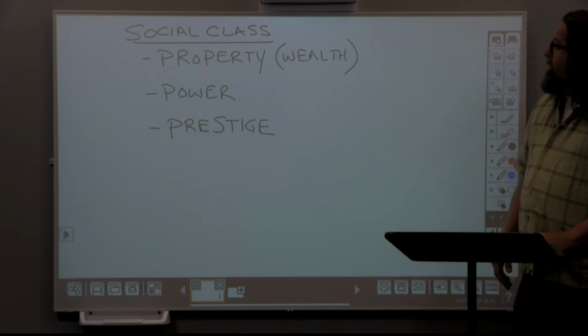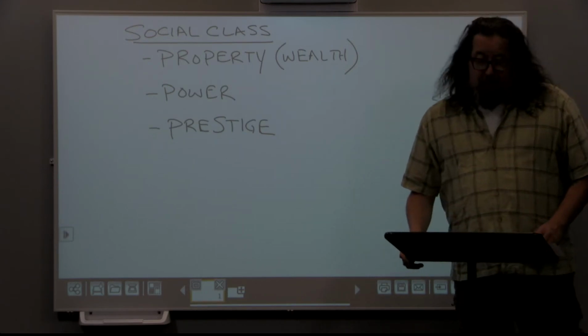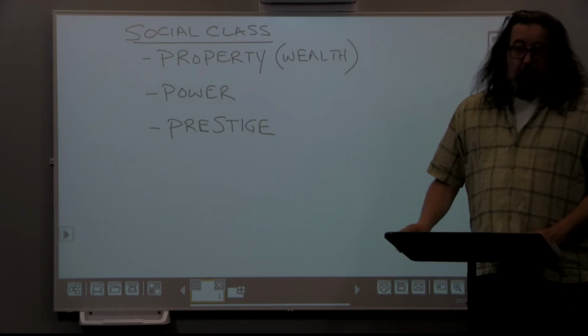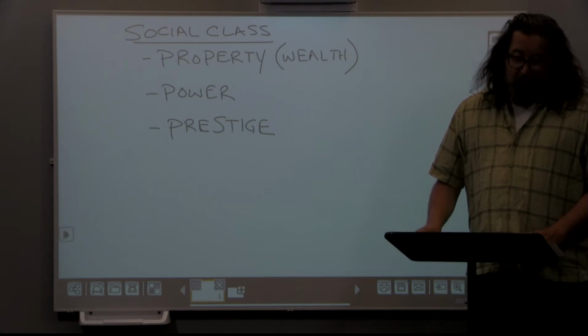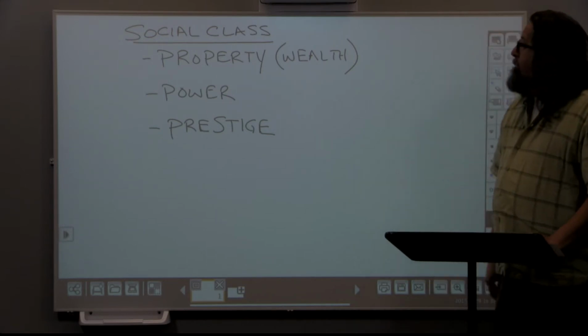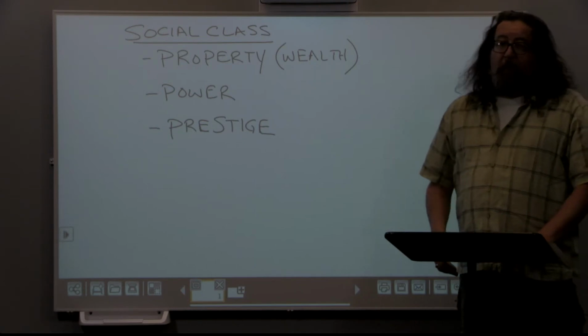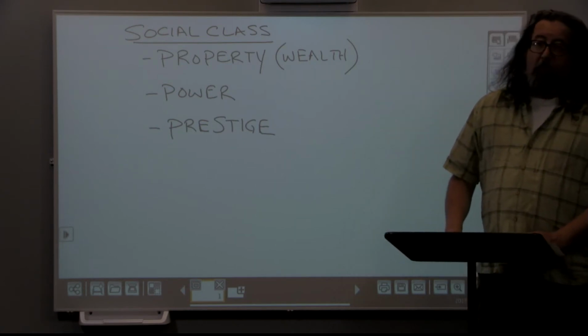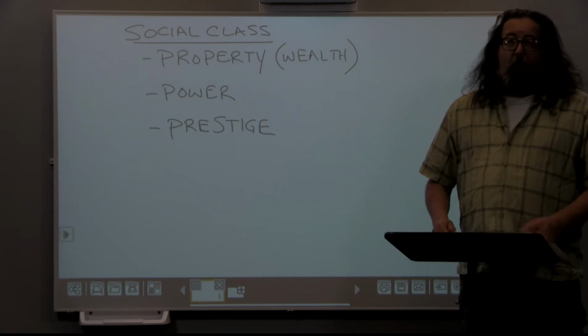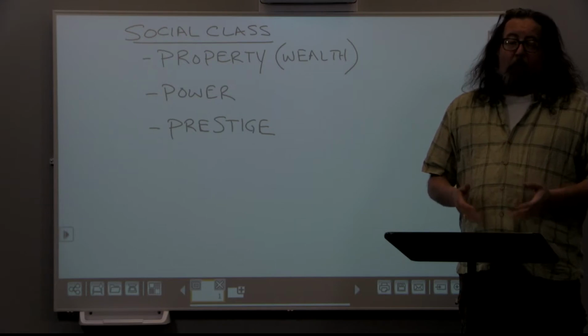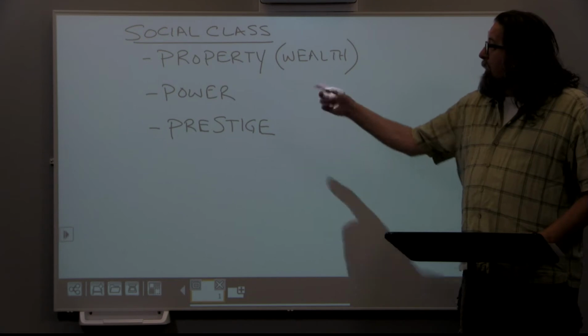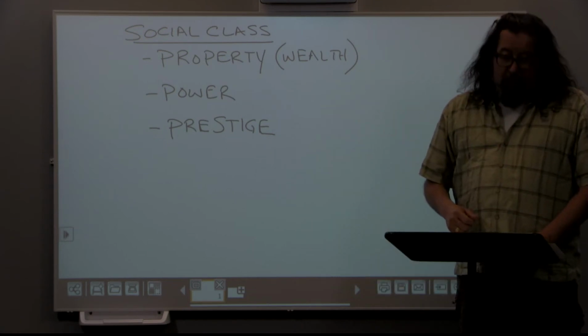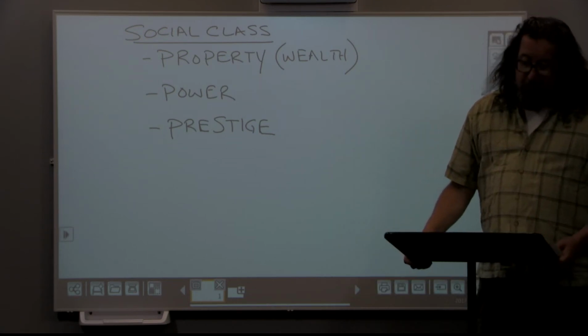So for the first part, we should rehash the discussion that we started with social class. The best and most widely accepted definition of social class is any large number of people who happen to rank closely together in relationship to what we call the three P's. So we're going to break those down a little bit here.